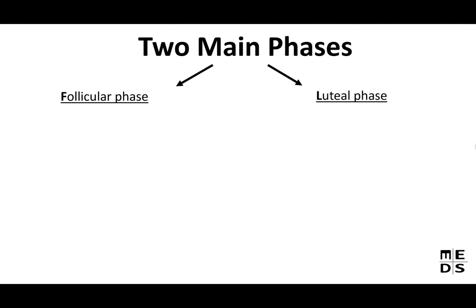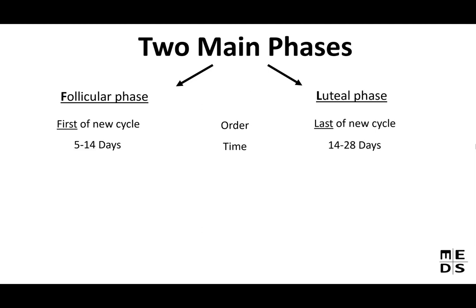So you're going to have the follicular phase, which comes first, and then the second big part is going to be the luteal phase. The way that you remember which one comes first is that follicular phase is the first of the new cycle, and then luteal is going to be last. So follicular phase is going to be from 5 to 14 days, and then luteal phase is going to be 14 to 28 days.